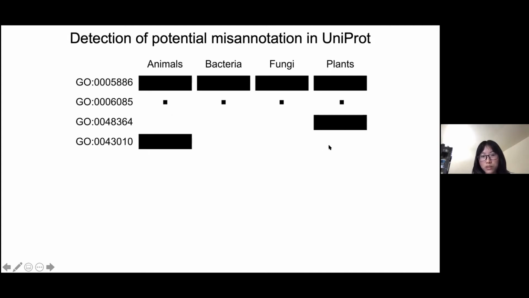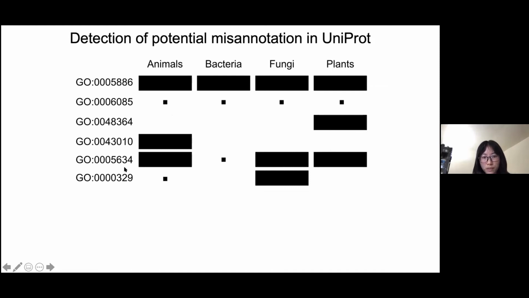So we also ignore this kind of proteins. For the last 2 rows, we can see that the number of proteins in the bacteria is much less than other taxons. Similarly, for this GO term, the number of proteins assigned to this GO term is less than the fungi. So it means that these 2 GO terms are likely to be misannotated.